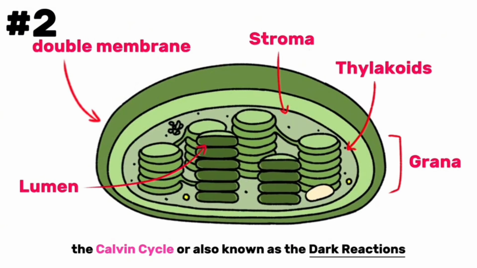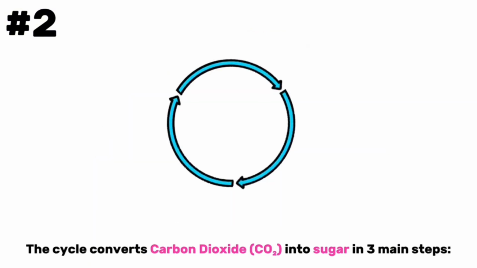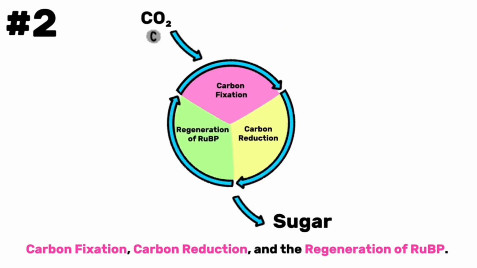The Calvin cycle, also known as the dark reactions, takes place in the stroma. The cycle converts carbon dioxide into sugar in three main steps: carbon fixation, carbon reduction, and the regeneration of RuBP.